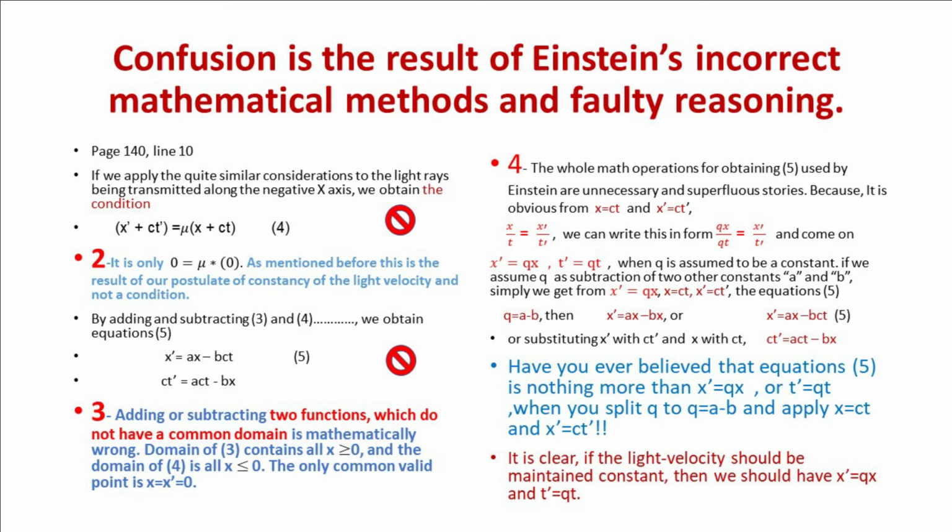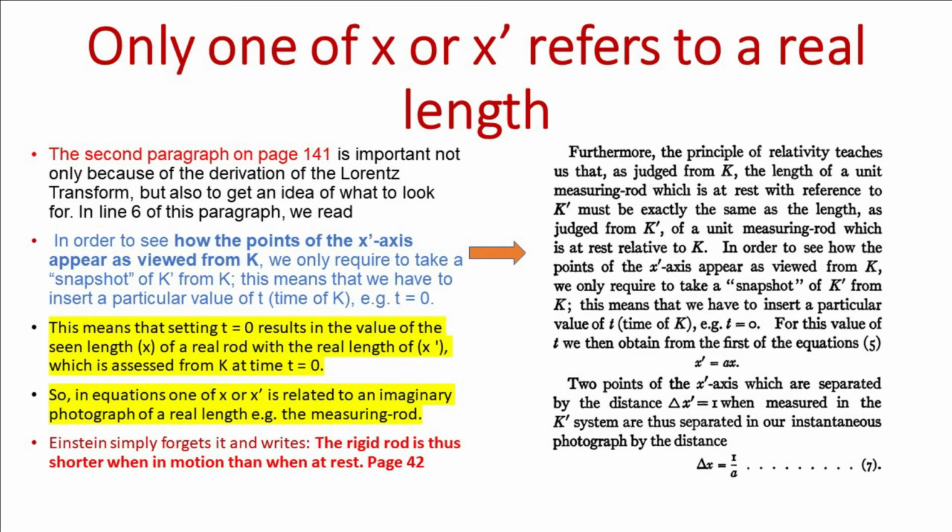Have you ever believed that equations 5 is nothing more than x prime equals q times x, or t prime equals q times t, when you split q to q equals a minus b and apply x equals c times t and x prime equals c times t prime? It is clear, if the light velocity should be maintained constant, then we should have x prime equals q times x and t prime equals q times t. Only one of x or x prime refers to a real length.